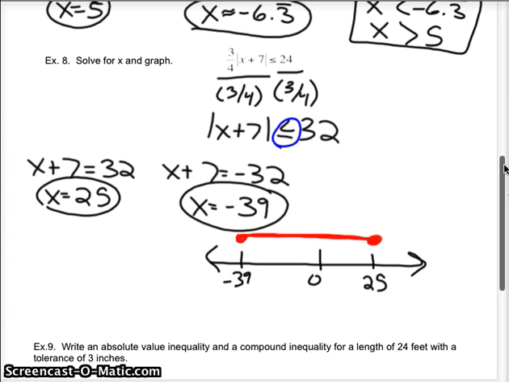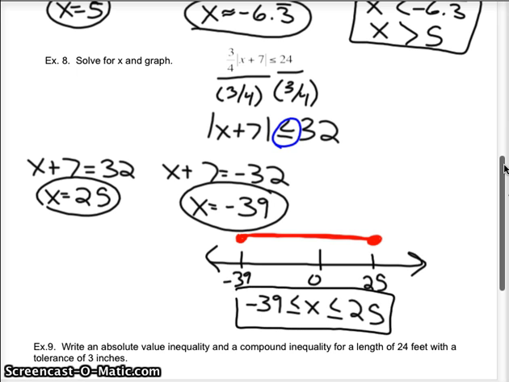Okay? So here's another example. We're getting that inner range, that inner domain. So what is that telling me? Well, that's telling me ultimately my x is greater than or equal to that negative 39, but less than or equal to that 25. So that is how I can express that inequality, graphically, and then with the true solution.